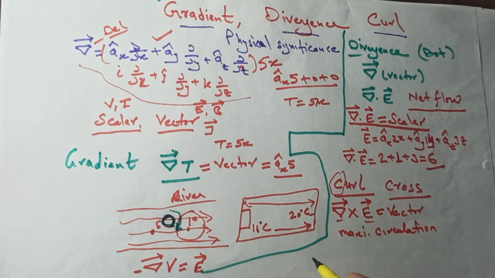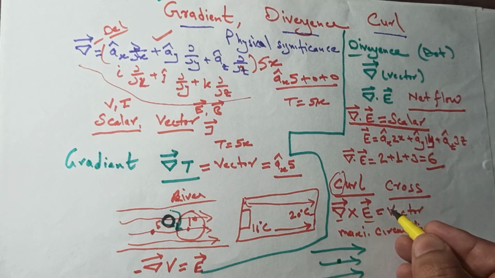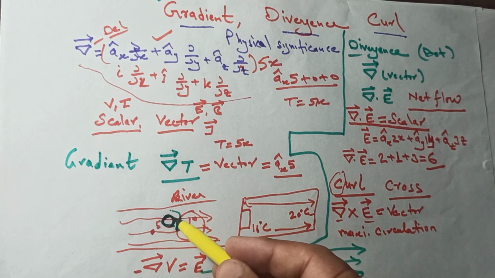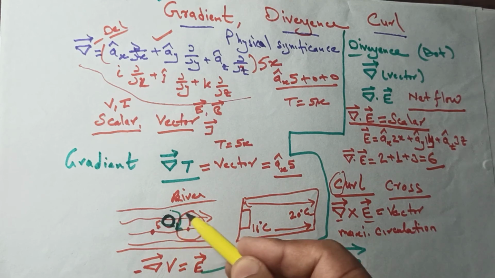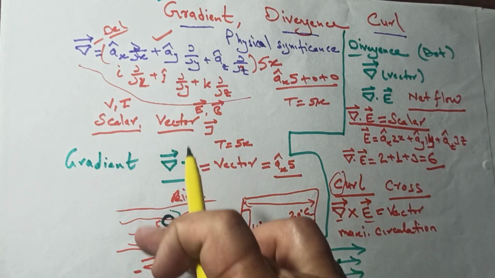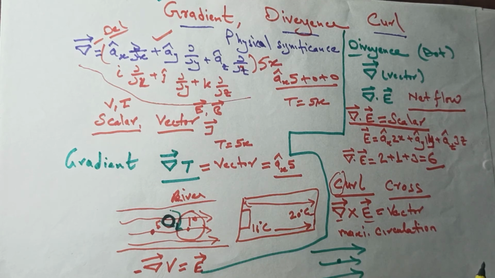If these are the electric field lines and you put a charge here, how much circulation will it produce? The static electric field will not provide any circulation, so del cross E is equal to 0 in the static case, if the electric field is not changing with time. If you put anything in the water and it is not revolving, it is moving in a straight direction, then the curl is 0. If it is revolving, then we'll have some curl.